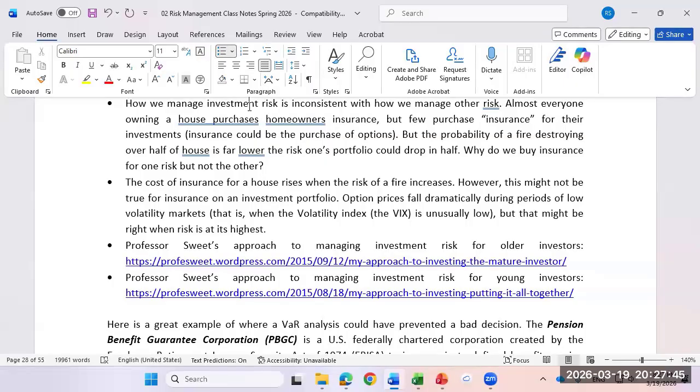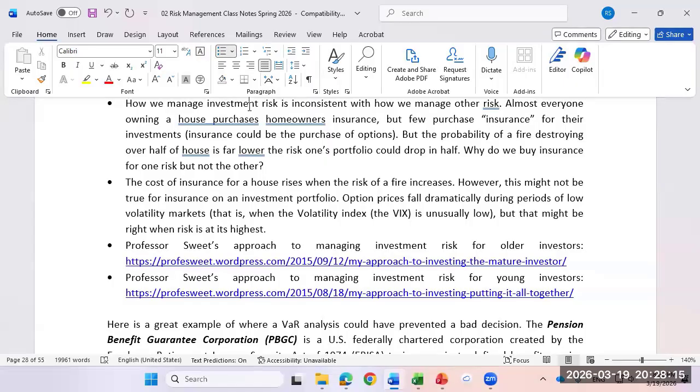A house can burn down, right? But everybody buys homeowners insurance. How many people buy stock insurance with options? Very, very few. Now, I'm not saying you should. What I'm asking is, why do we automatically buy homeowners insurance, but we don't even think about buying stock insurance? Shouldn't we at least think about it? We should think about both, right? Maybe we shouldn't buy homeowners insurance. Maybe it's overpriced, or maybe we should buy stock insurance. Stock insurance is more expensive, but it still may be worth it.